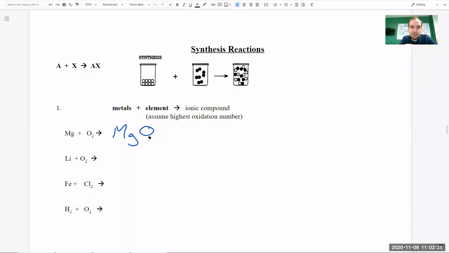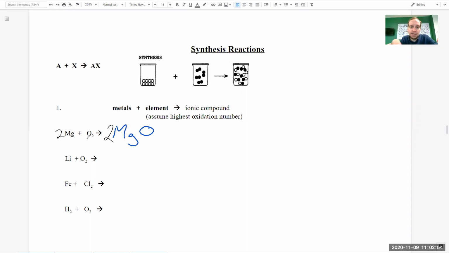Because I don't need 2 of each. I need 1 of each because it's just a ratio, right? For every 1 magnesium, I need 1 oxygen. It's a 1-to-1 ratio, so we reduce it down. So that is just MgO. Now to balance it, I have 2 oxygens there, so I'm going to need a 2 there. It gives me 2 oxygens on both sides, and now I have 2 magnesiums. That is a balanced chemical synthesis of magnesium and oxygen to make magnesium oxide.